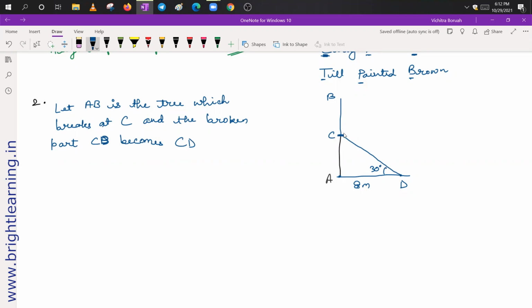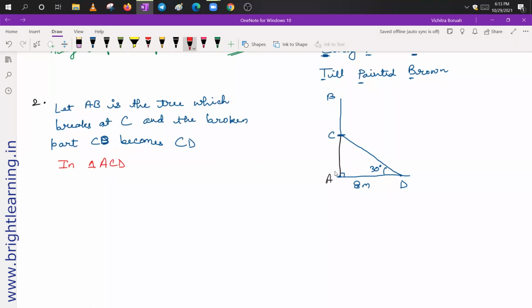Now here we can see that this is a right angle triangle. So we will use trigonometric ratios to find the length of AC, and then to find the length of CD. Once we get these two lengths, we will simply add them and we will get the height of the tree. So first, in triangle ACD, let us find the length of AC.